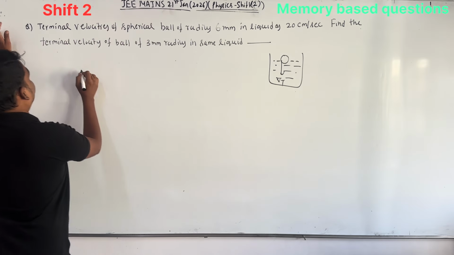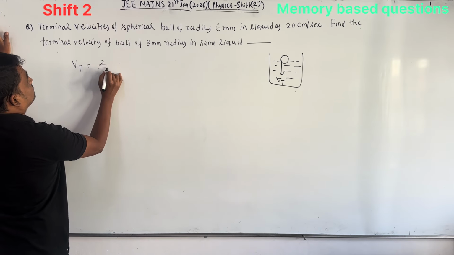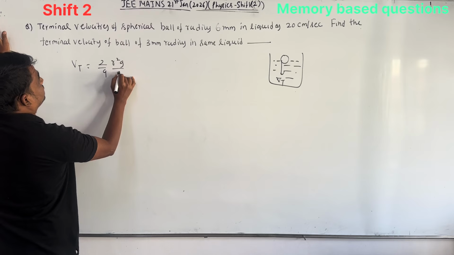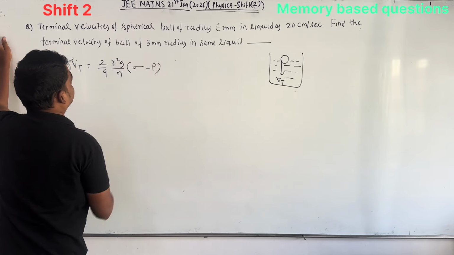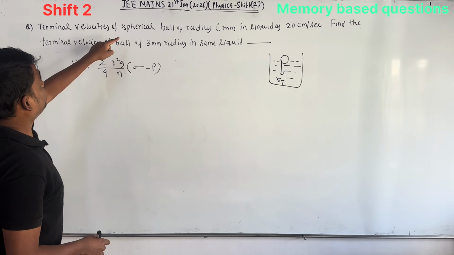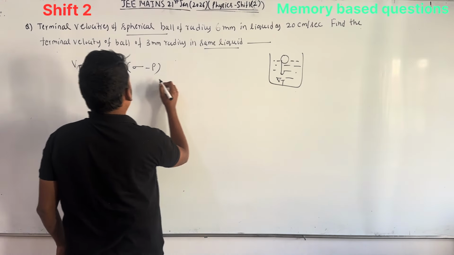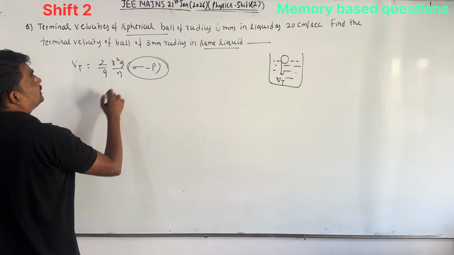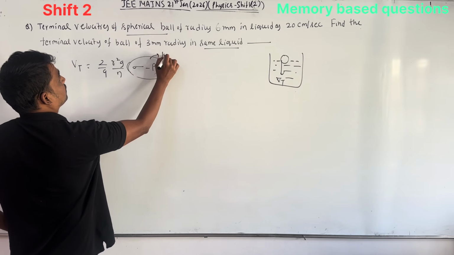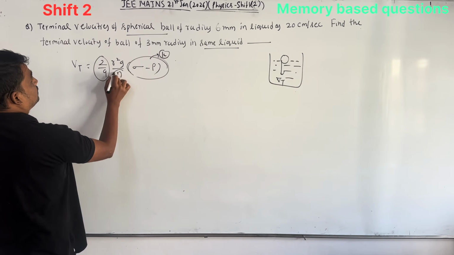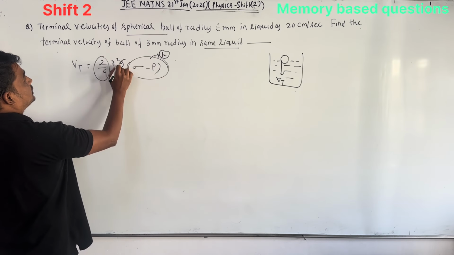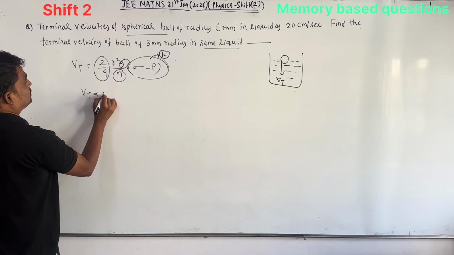So we know the formula for terminal velocity: V terminal equals 2 by 9 R square g by eta into (sigma minus rho). They are telling us it is the same spherical ball and the same liquid. So sigma minus rho is constant, 2 by 9 is constant, and same liquid means eta is constant and g is also constant. So Vt is proportional to R square.